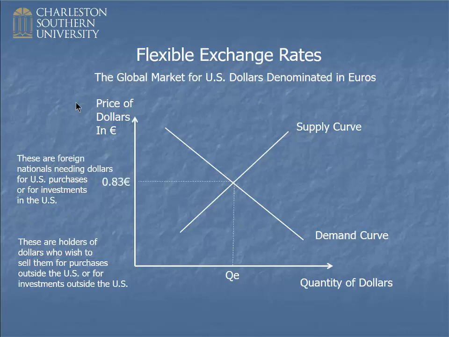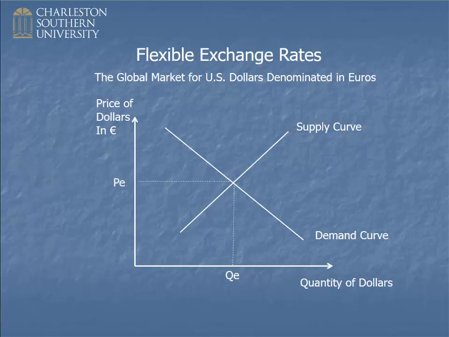Now, I did look it up. At the moment, the current price of a US dollar is about 0.83 euros. I'm making this video in about mid-April 2021, and at this moment it's about 0.83 euro.